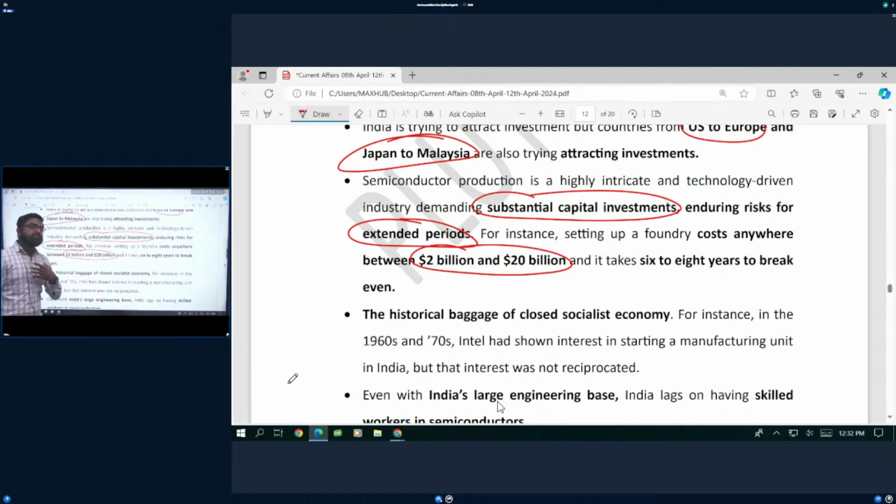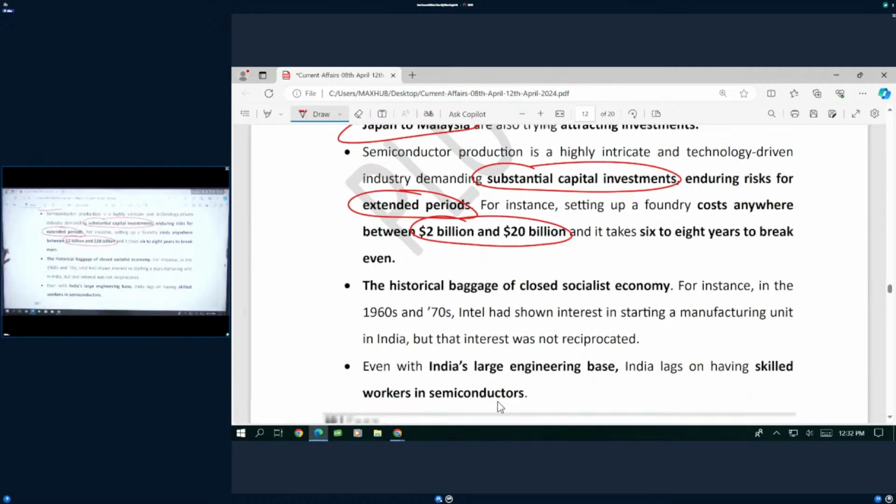India has always prided itself as the talent capital of the world. हम हमेशा कहते हैं we have a large number of engineers. यहीं पे हमारी कमी हो गई है. इंडिया के पास है नहीं.